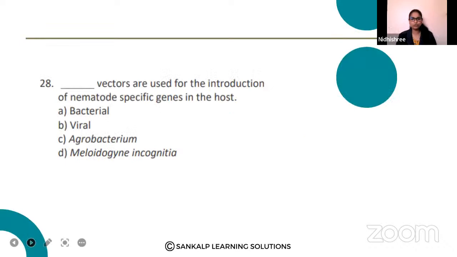Dash vectors are used for the introduction of nematode-specific genes in the host. Option A, bacterial. Option B, viral. Option C, agrobacterium. Option D, Meloidogyne incognita. Option C, agrobacterium. Okay. They have asked which vectors are used to introduce nematode-specific genes in the host. So I got 11 messages.